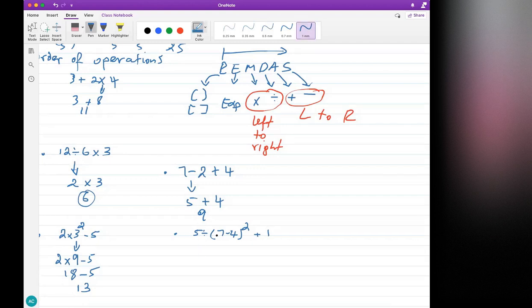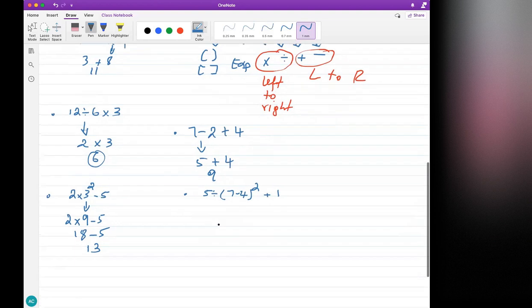So what do we do here first? In this expression. Parentheses. That's right. So we're going to do the parentheses first, inside of them. Only the parentheses. Everything else will stay the same. We just bring everything else down. So 7 take away 4, that's 3 to the second plus 1. Keep everything else the same. Do one thing at a time.